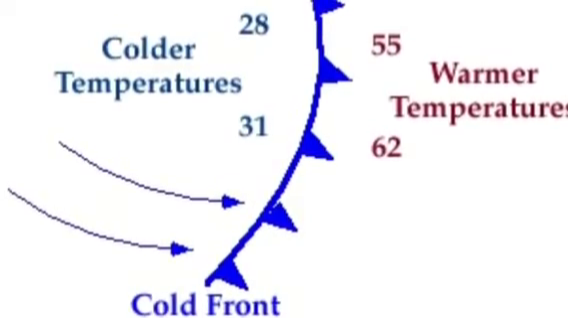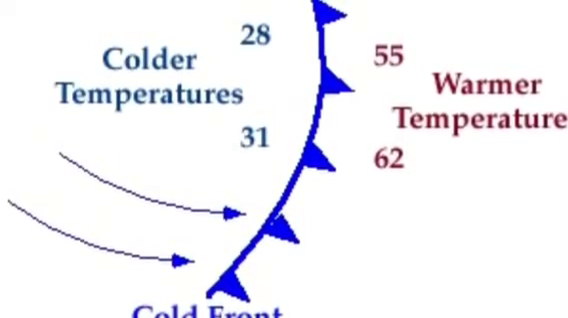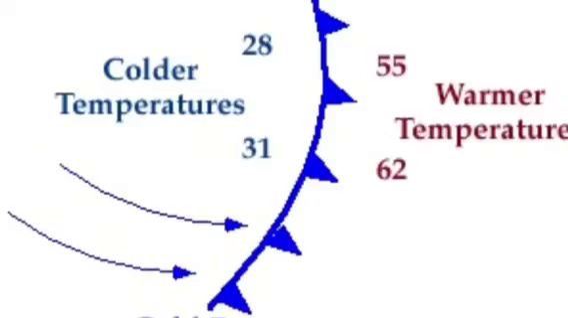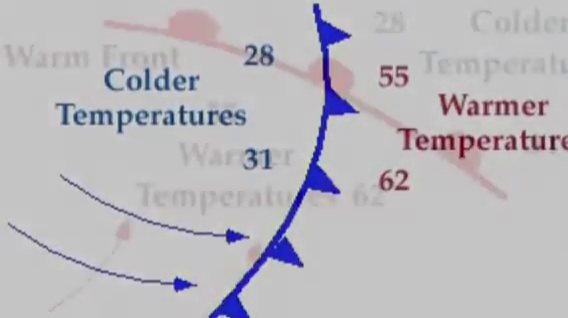A front is formed when two air masses meet. This is the boundary between air masses that have different temperatures and humidity. Cold fronts replace warm air with colder air. They produce thunderstorms, and then high pressure follows it and brings clearer weather.